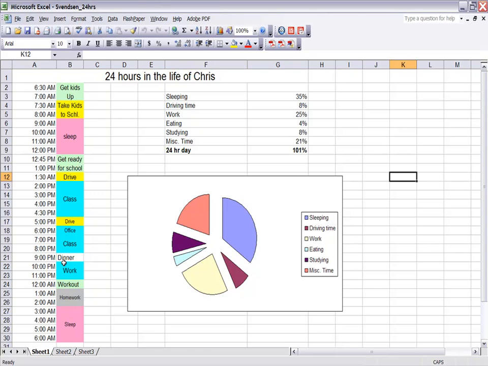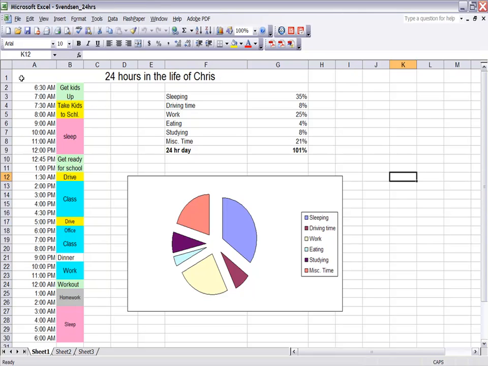At 9 or 10 o'clock, I'm at work again. I'm doing some work, probably working from home or doing some grading or something like that. And then I work out from 11 to 1, and then from 1 to 2, I do homework, and then from 2 until 6 I sleep. Okay. That's how I laid this out.